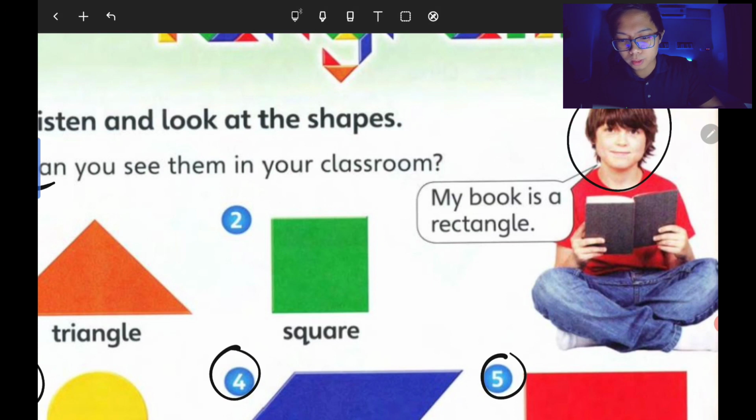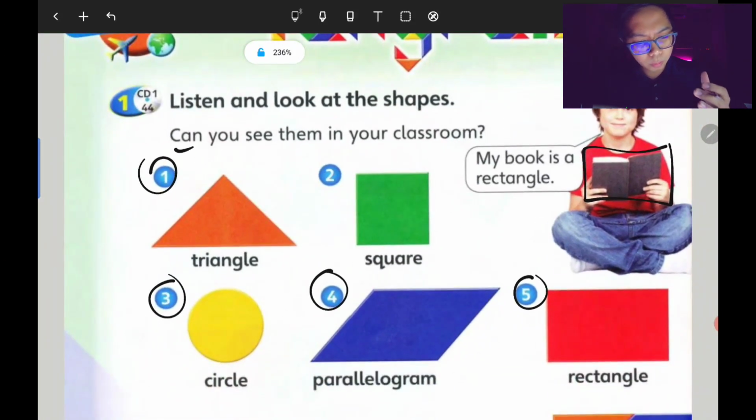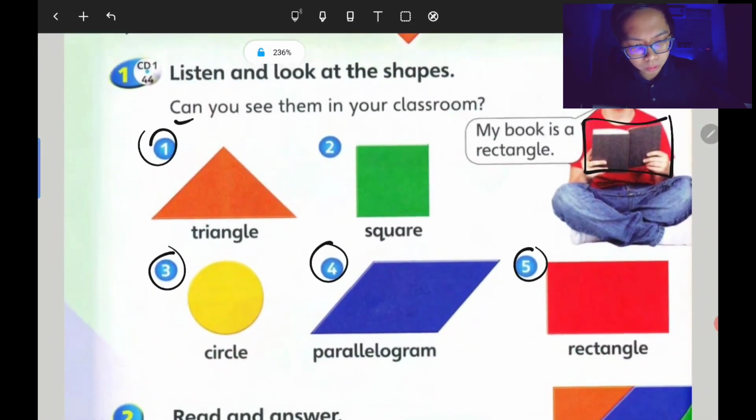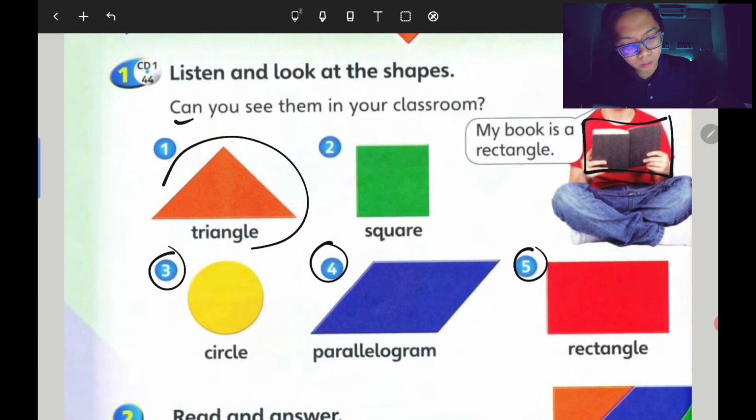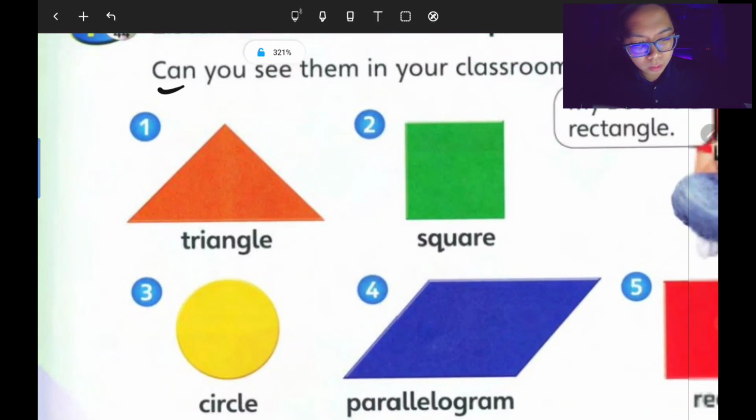Okay, the first one, the boy says, my book is a rectangle. Okay, rectangle. Bentuk macam ni is rectangle. So I'm not sure about you. Can you see these shapes? The first shape. Okay, look around your house or wherever you are.